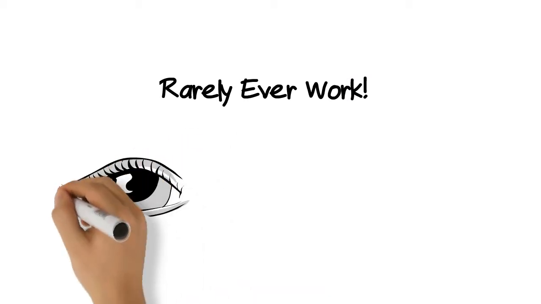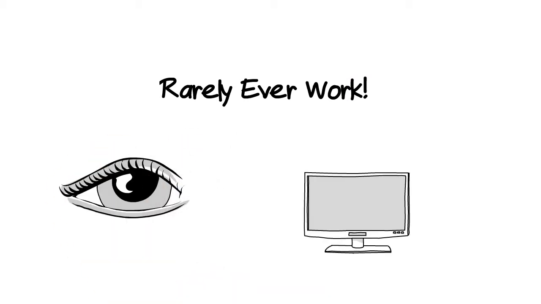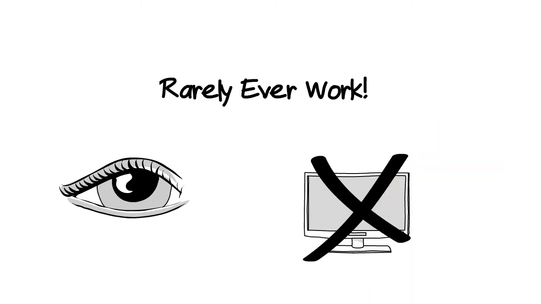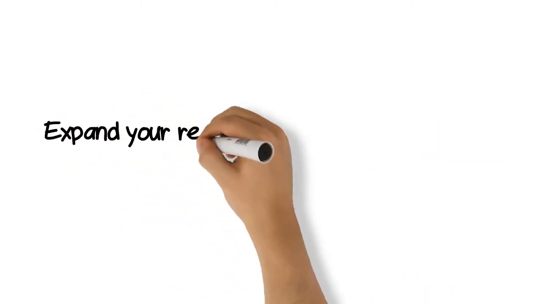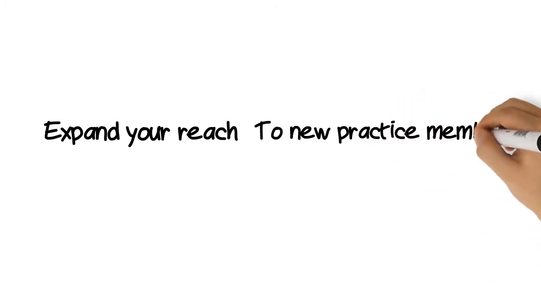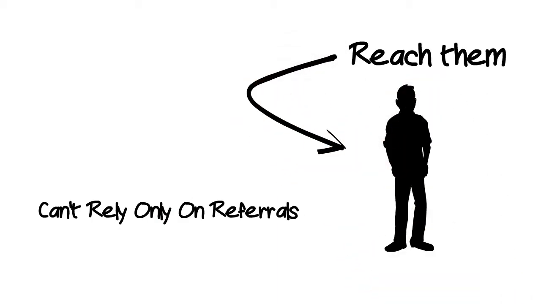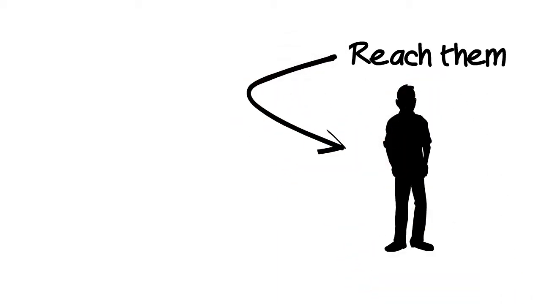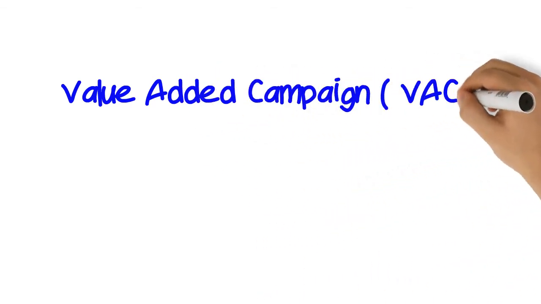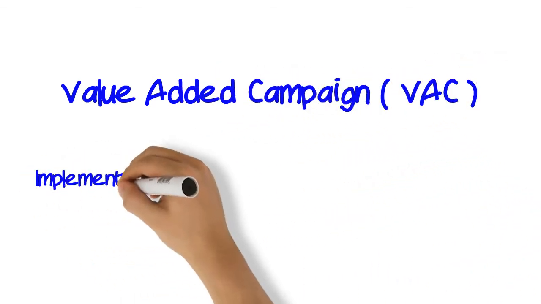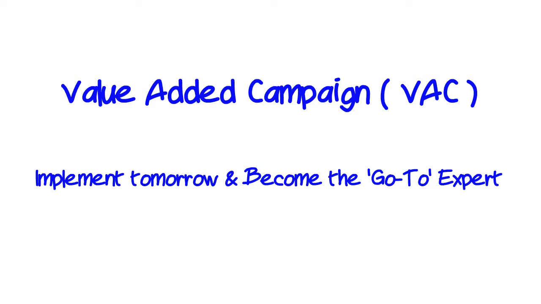If you want to stand out, you have to be visible. There are a lot of excellent ways to do this, none of which involve hope marketing. This allows you to expand your reach to potential new practice members that would greatly benefit and want your care. You have to reach them first, and you can't rely only on referrals. We want to show you the right way now to do the steps to create a value-added campaign, or a VAC, on social media that you can implement tomorrow morning to start becoming the go-to expert.